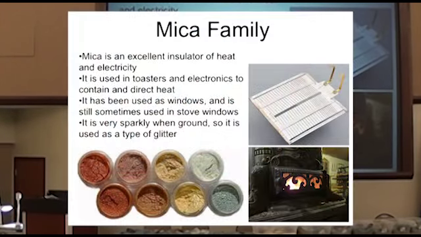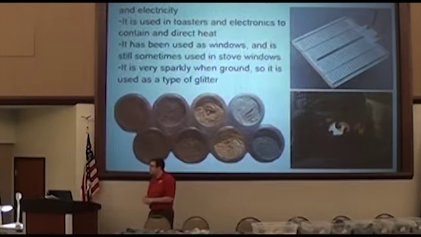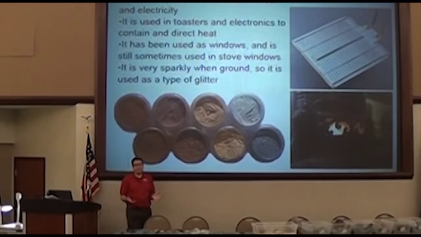Insulator means it doesn't conduct through it very well. Insulator is the opposite of a conductor. So if it's an insulator of heat, that means one side could be really hot, and if you put the insulator in between, the other side wouldn't be as hot. The heat wouldn't travel through it. So it's a very good insulator of heat and electricity.